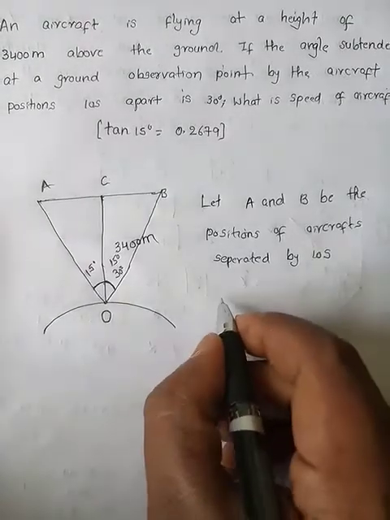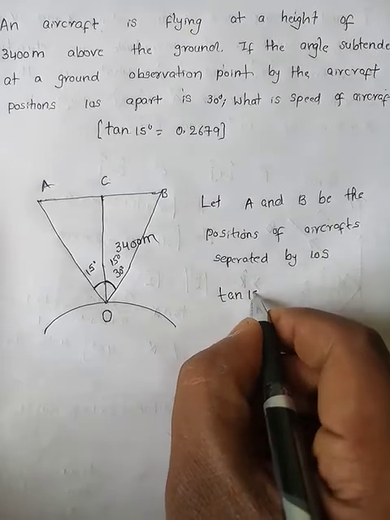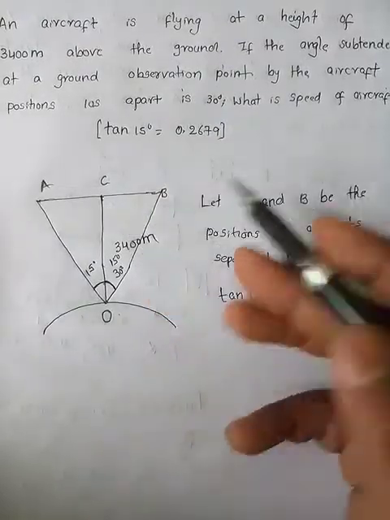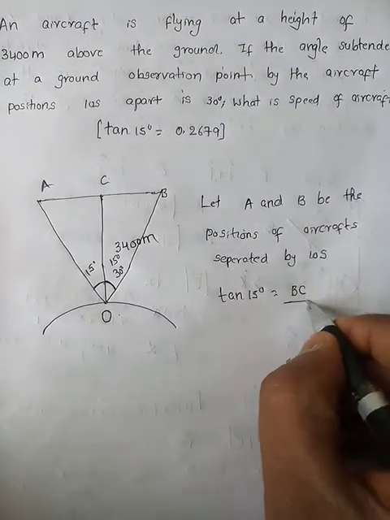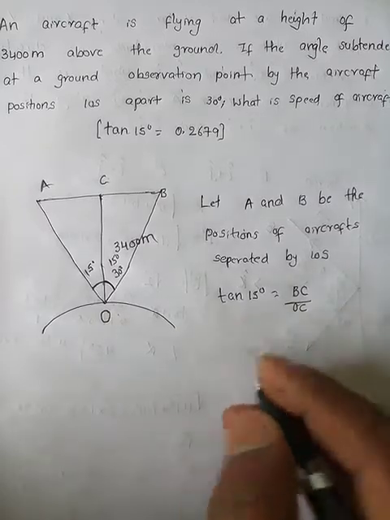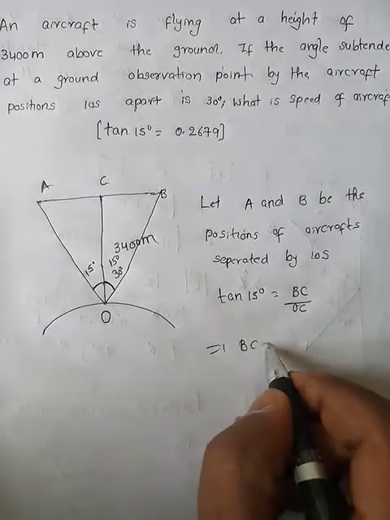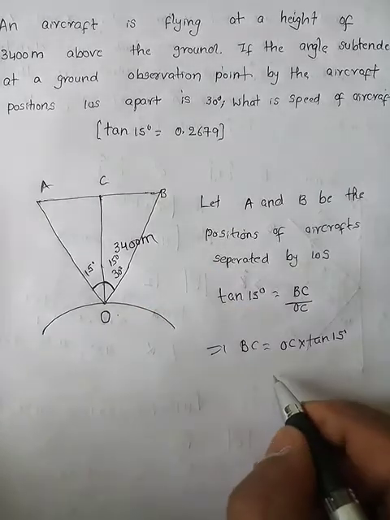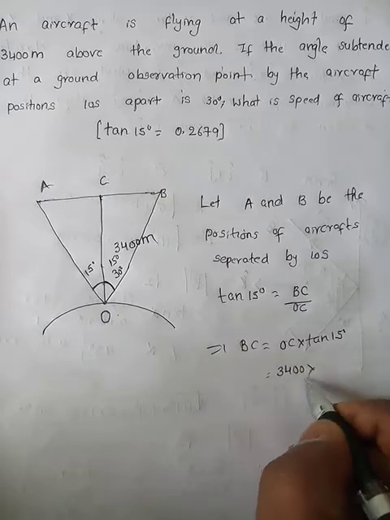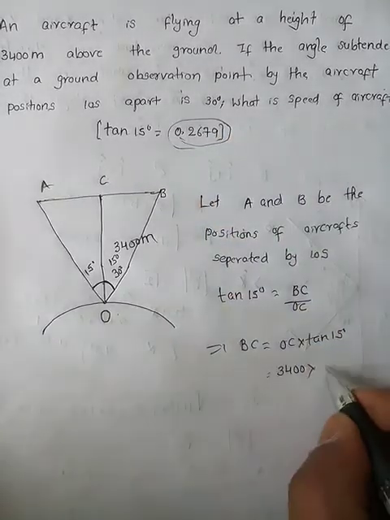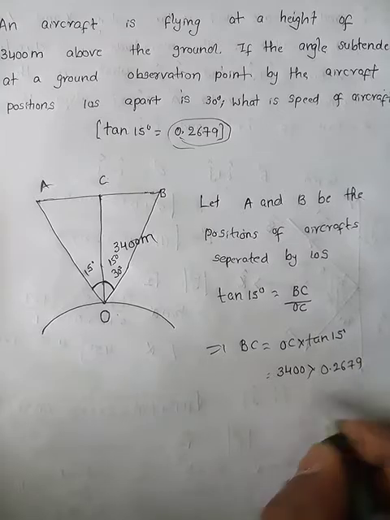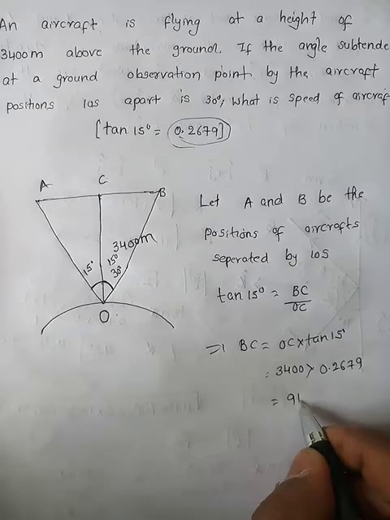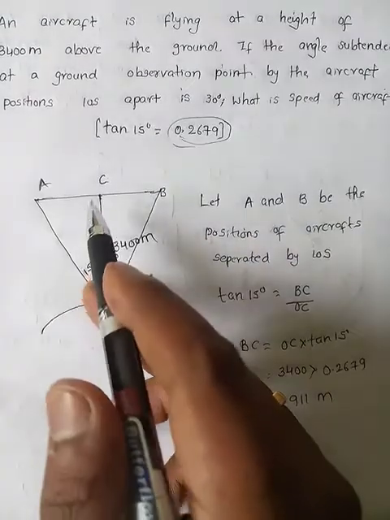For the distance travelled, tan 15 is equal to, what is the formula? Opposite side by hypotenuse. What is the opposite side? BC by hypotenuse OC. From this, BC is equal to OC into tan 15. OC we know, that is the height, 3400. And tan 15 is 0.269. So what can we calculate? The distance is 911 meters. So from B to C is 911 meters.